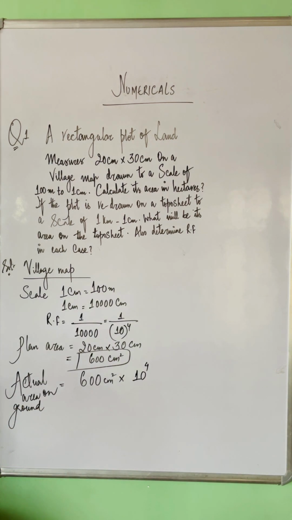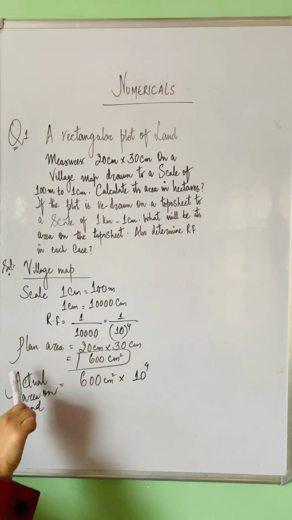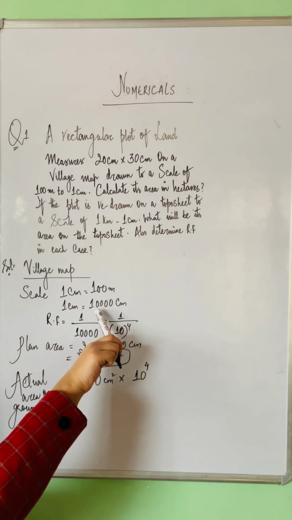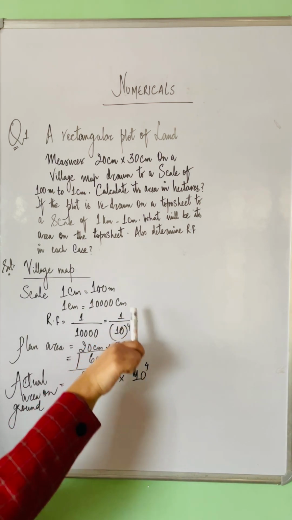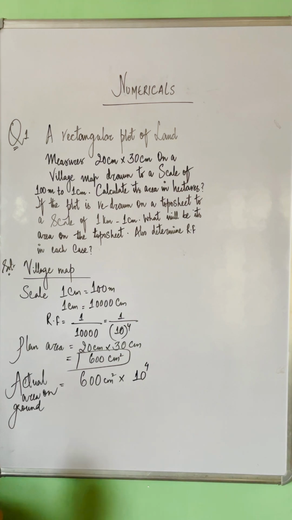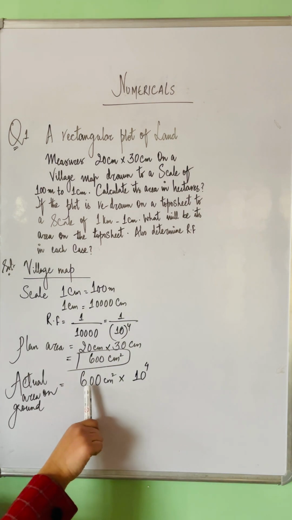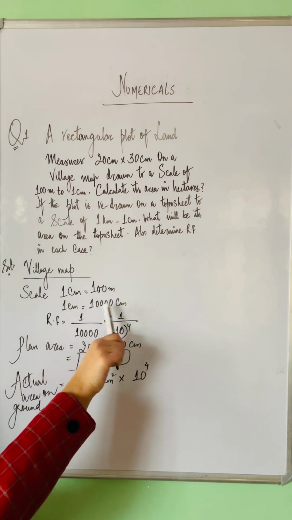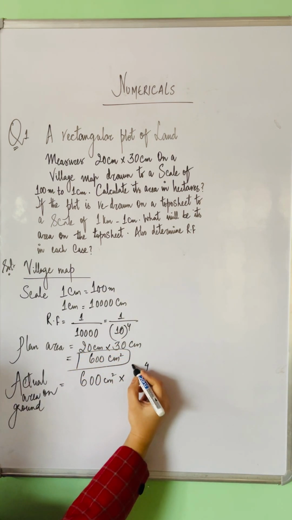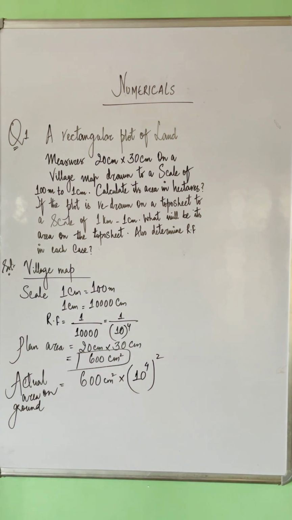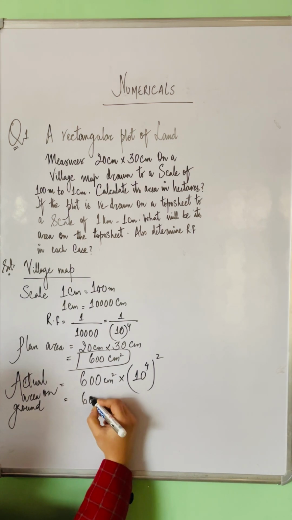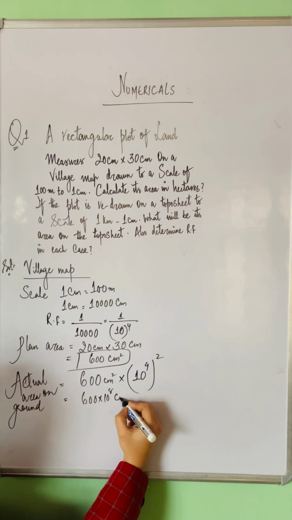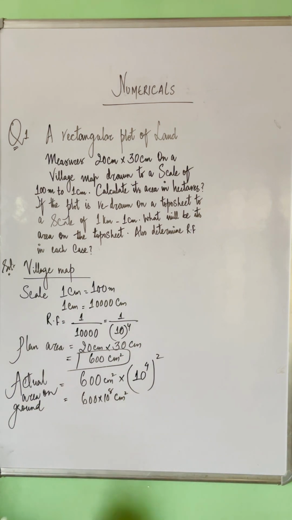Students, please don't confuse yourself. Every 1 centimeter on the village map is equivalent to 10 raised power 4 centimeters on the ground. So I have to find the area of this rectangular plot on the ground. So it will come equivalent to 600 centimeters square multiplied by the scale. Every 1 centimeter represents 10 raised power 4 centimeters on the ground. But since we are dealing with the areas, square of it, right? So this will come equivalent to 600 into 10 raised power 8 centimeters square on the ground, right?